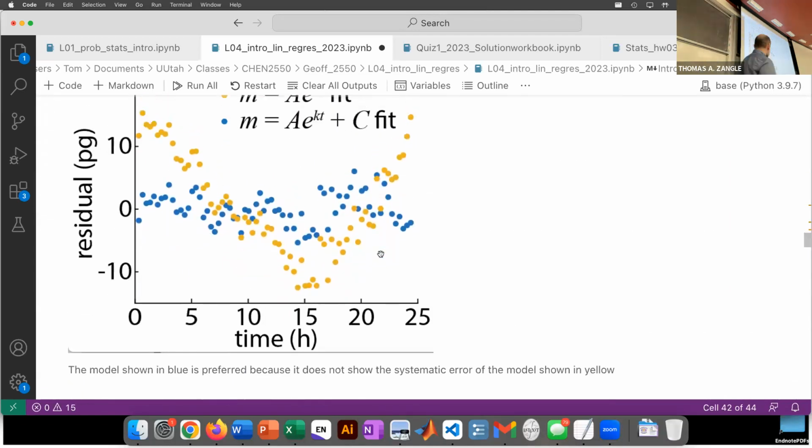Okay, so one thing that we would conclude by looking at residuals in this case would be that the model shown in blue is preferred because it doesn't have this kind of systematic error as we look at the residuals in this case versus time.